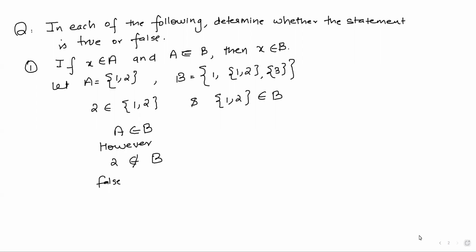Okay, Savan, so we will take the second one. Second is: if A is a subset of B and B belongs to C, then A belongs to C. Savan, can you tell me this is true or false? Okay, not an issue. We will take an example.